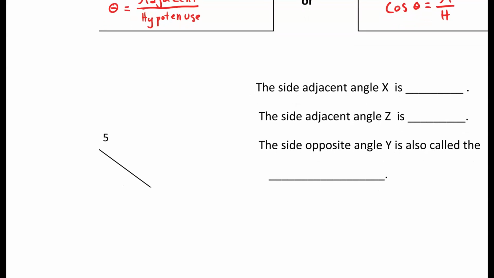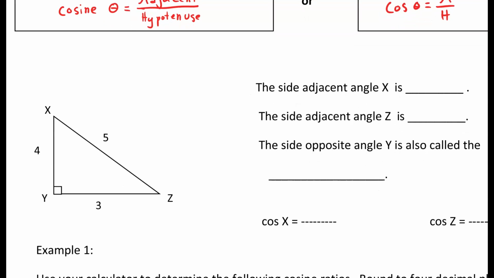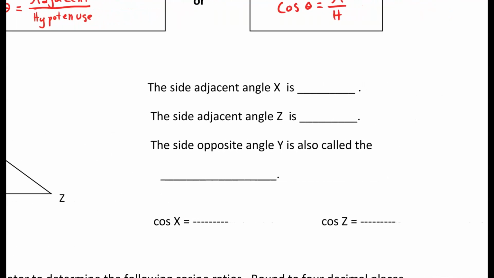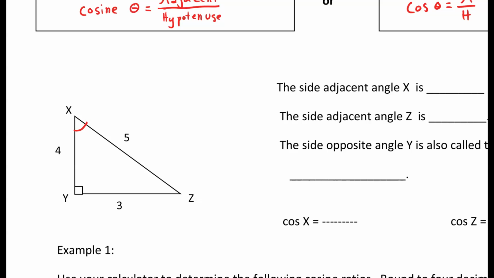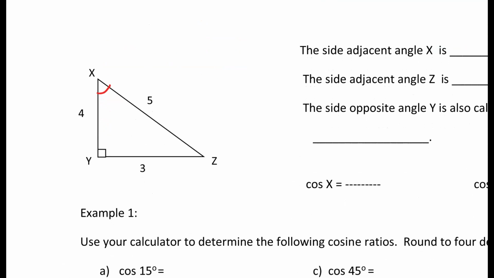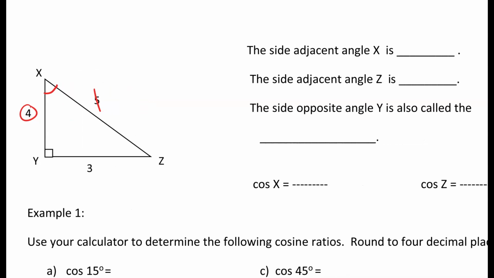Now, if we look at this diagram below with the triangle filled in, we have angles x, y, and z, and sides 4, 5, and 3. We're looking for the side adjacent to angle x. If we have our angle up here, which side is adjacent? It is not our hypotenuse, which is 5. We know that's our hypotenuse because it's our longest side and it's opposite our 90 degrees. It's also not the one directly across from the angle, because that's our opposite. So our adjacent in this one is 4.